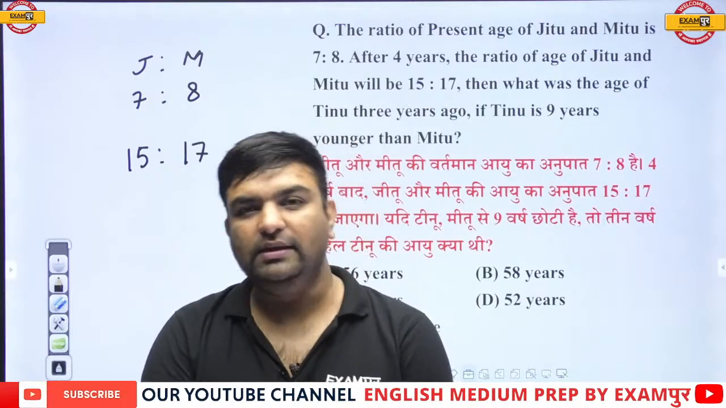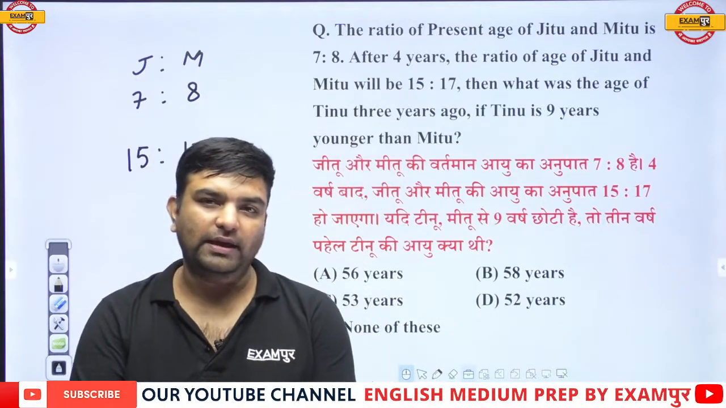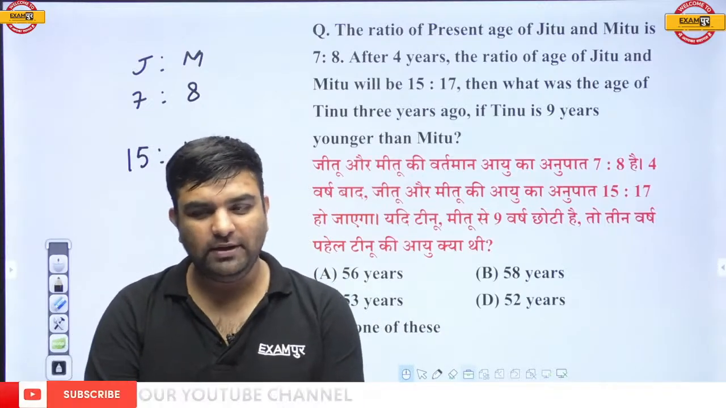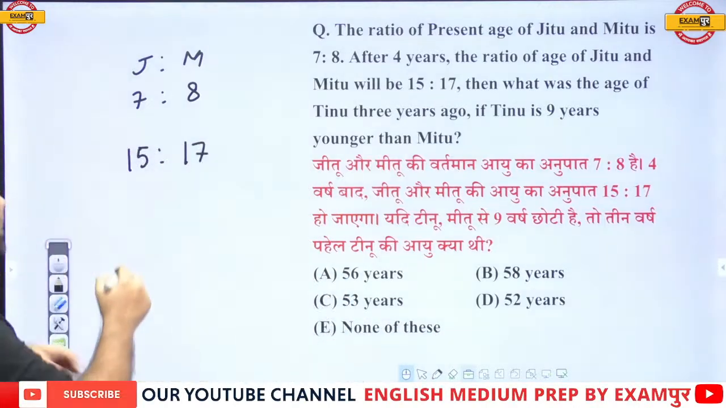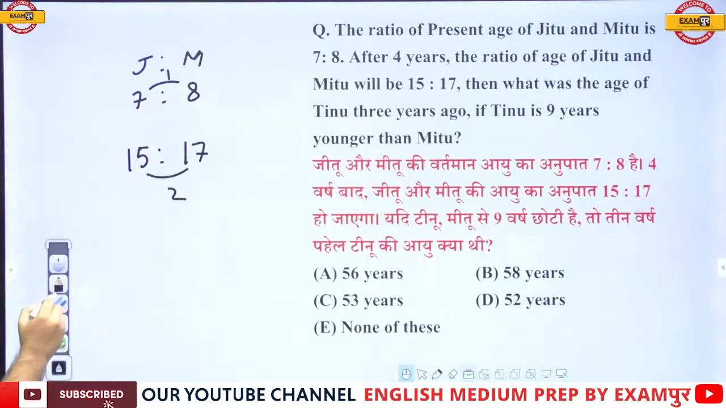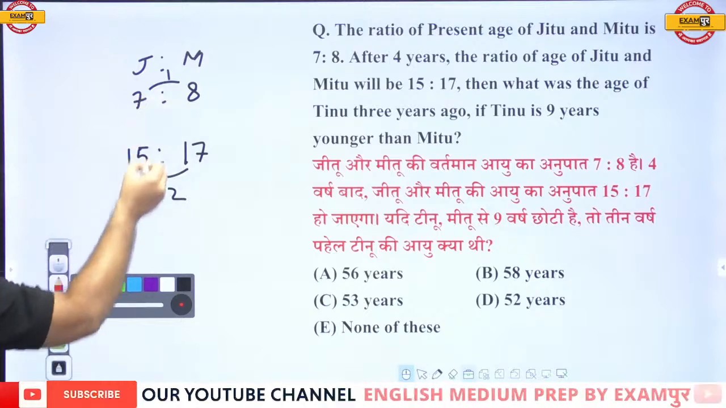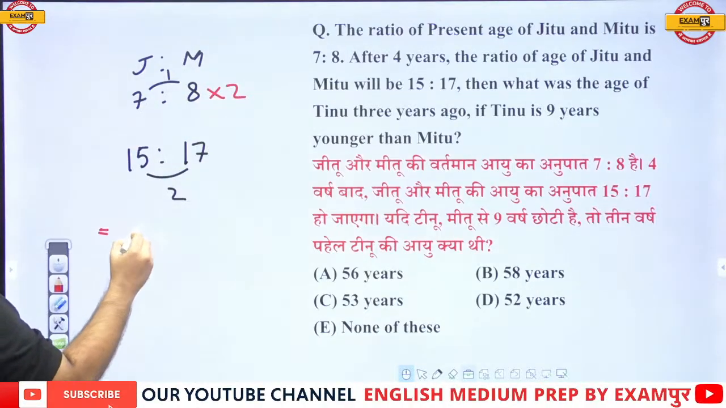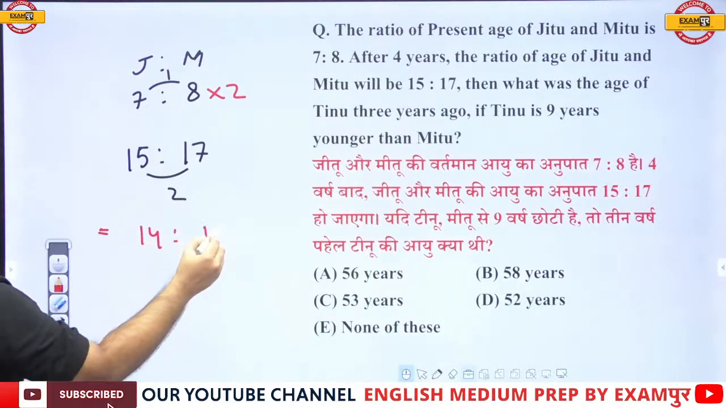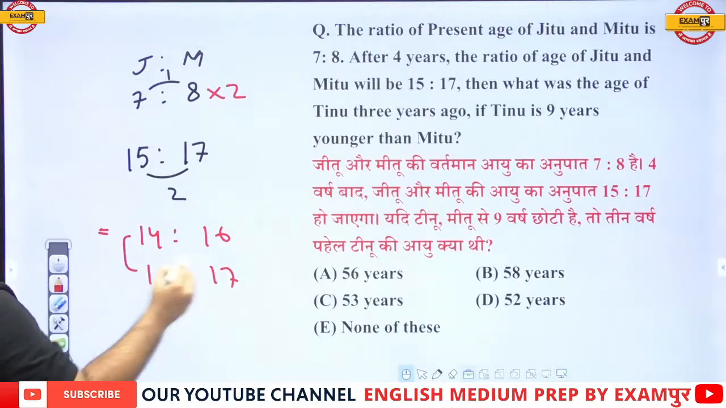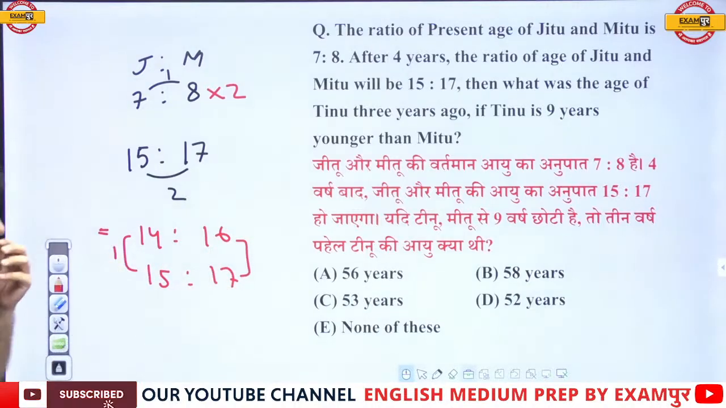You are 20, he is 22. You would be 80, he would be 82. So it is always going to remain the same. That is why we make this difference the same. It is 1 here, it is 2 here, so multiply by 2 over here. So the new ratios will come 14:16, 15:17.